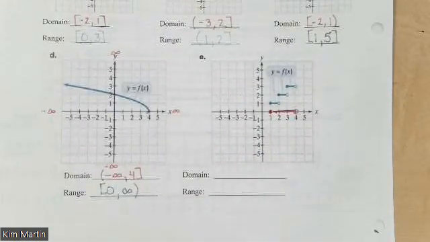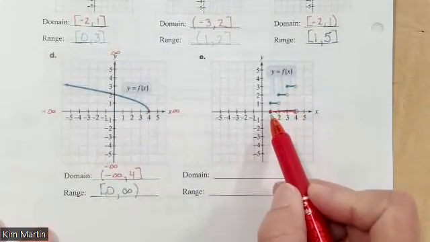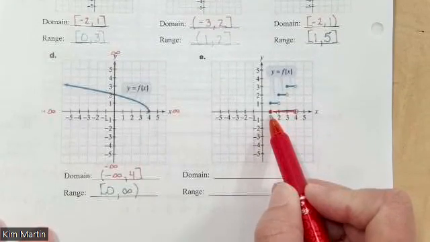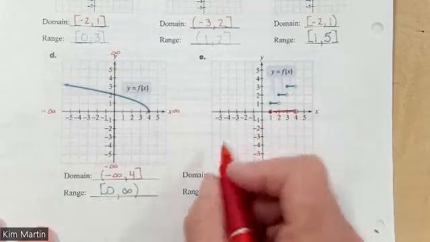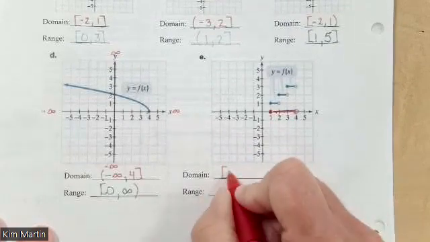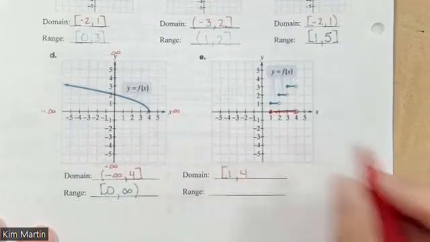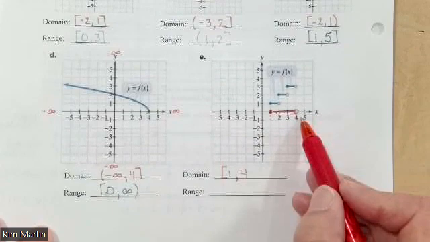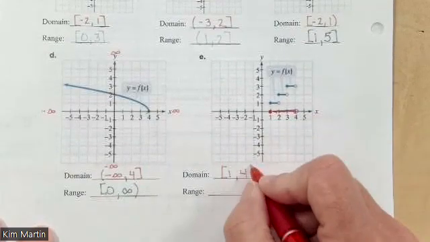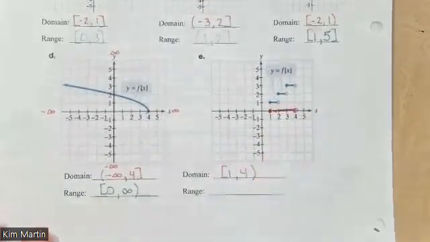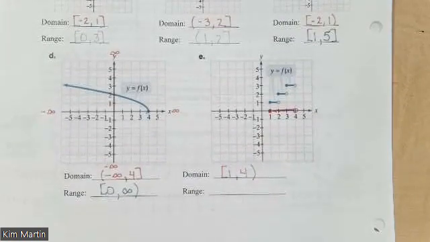All right, so question, bracket or parentheses at 1? Bracket because it's included. So our endpoints are 1 to 4. Bracket or parentheses at 4? Parentheses because it's not included there. It's a hole. You have an open circle. Okay, so now we're going to go to our range.